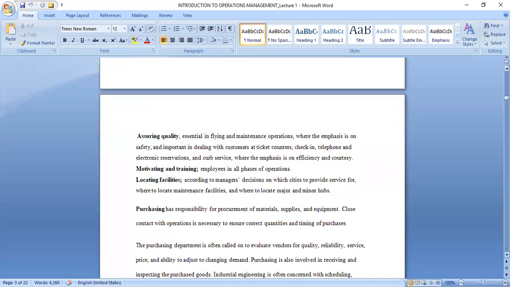Then we have another function, and remember, we are looking at the scope of production and operations management.